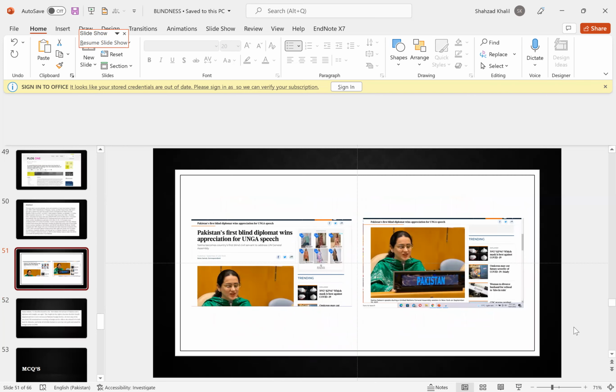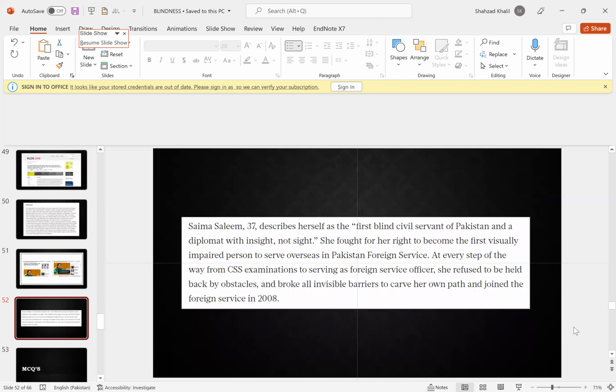She is Pakistan's first blind diplomat, who won appreciation from the United Nations General Assembly for her speech. Sheikh Saima Salim, 37 years of age, described herself as the first blind civil servant of Pakistan and a diplomat from within. A diplomat with insight, not sight. She fought for her right to become the first visually impaired person to serve overseas in Pakistan Foreign Services. At every step of the way, from the CSS examination to service as a foreign services officer, she refused to be held back by obstacles and broke all the invisible barriers to carve her path and joined the foreign services in 2008.